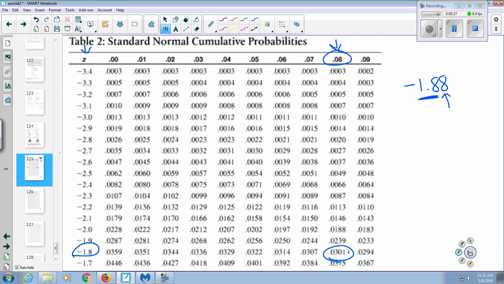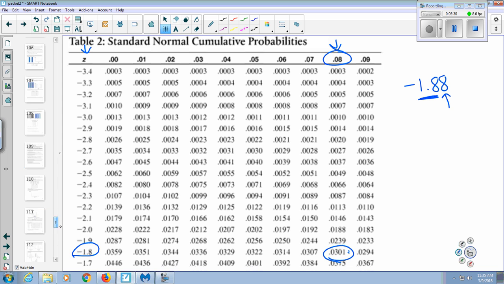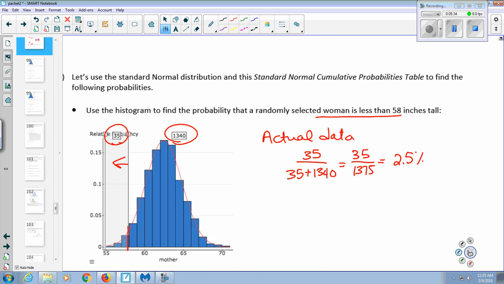So now we're going to try to hop back to our work. Did I get to the right page? Good. So let's scroll down.